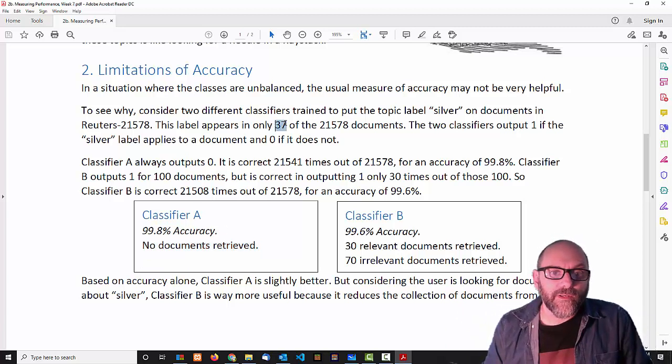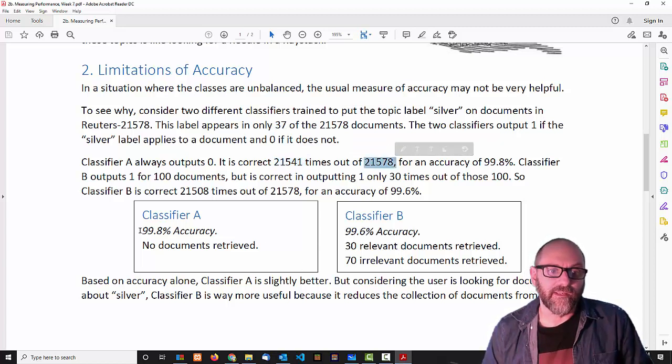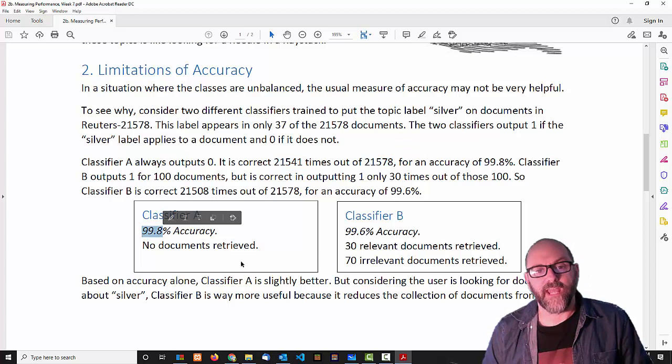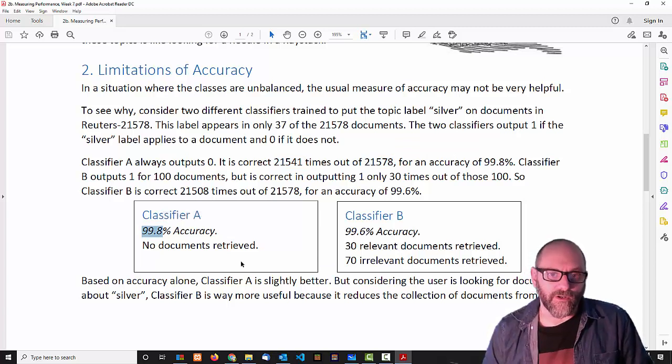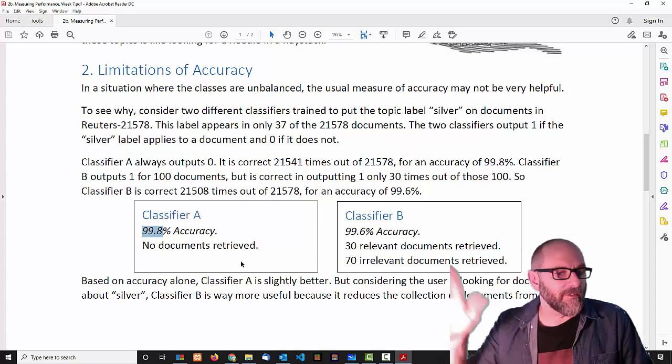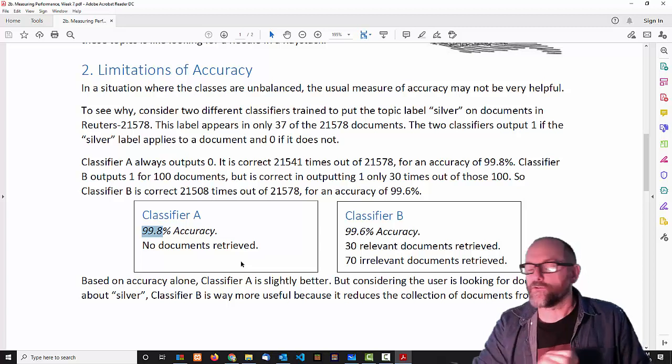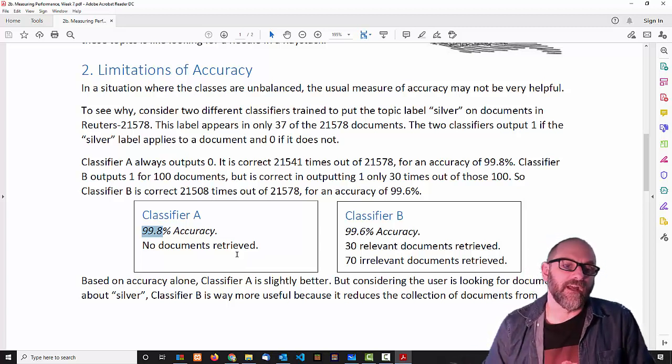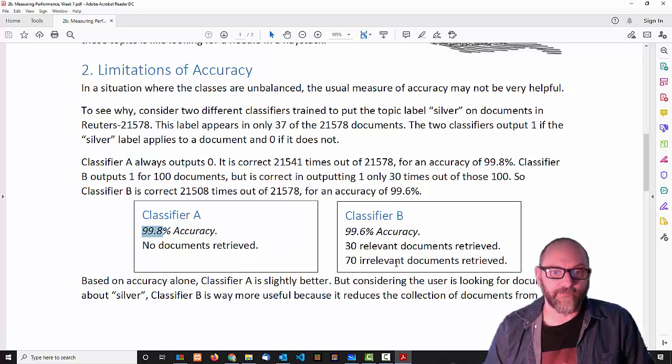But because silver appears so infrequently, if we just measure its accuracy, it's right 21,541 times out of 21,578 times. That's 99.8% accuracy for doing no work at all, for just ignoring the document completely. Whenever I give it a document, it just says, nope, not silver, and it achieves 99.98% accuracy.